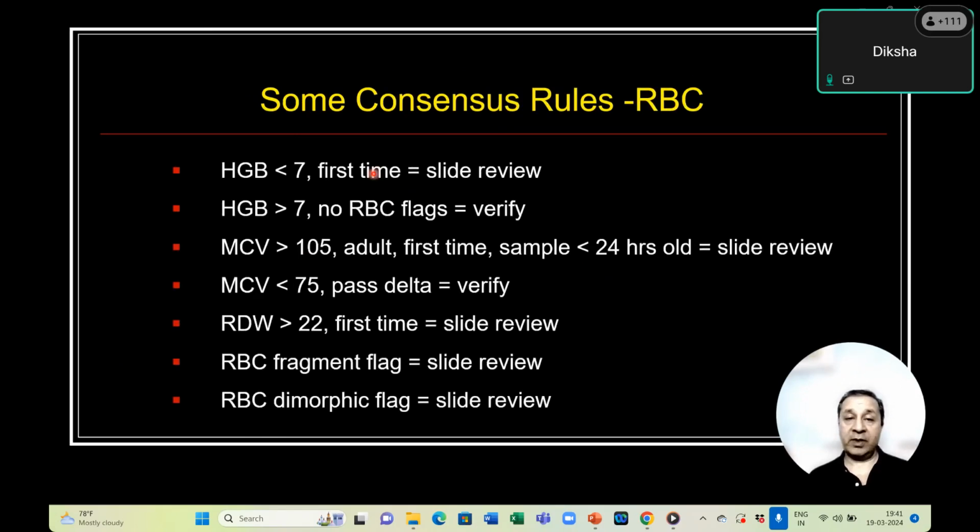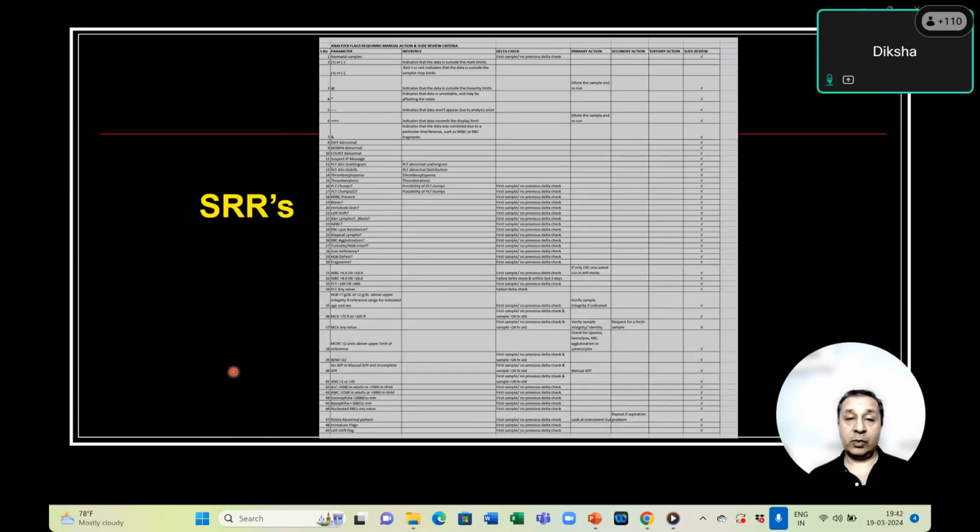Again, for red blood cells, you were looking at the mean corpuscular volume, the red cell distribution width, and of course the fragment flags, and a hemoglobin of 7 as a cutoff. Again, the rules were defined where you will verify and where you will review. Based on that, we took those rules as a primary set of rules in our center, and we also defined the rules which we could do in our center.